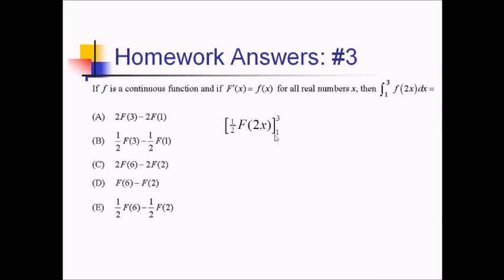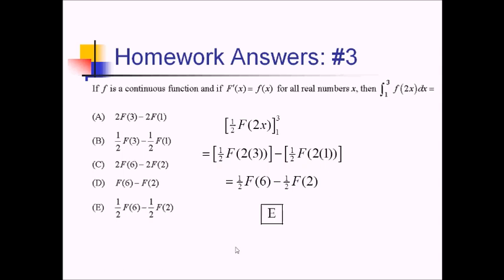Plugging in 1 and 3, we've got half of big F of 2 times 3 minus half of big F of 2 times 1, or half of F of 6 minus half of F of 2. Now let's come up for air here and see if there are any answer choices that match what we've got so far. Looking through my list here, I see choice E matches exactly what I have, so that's what I'm going to go with.